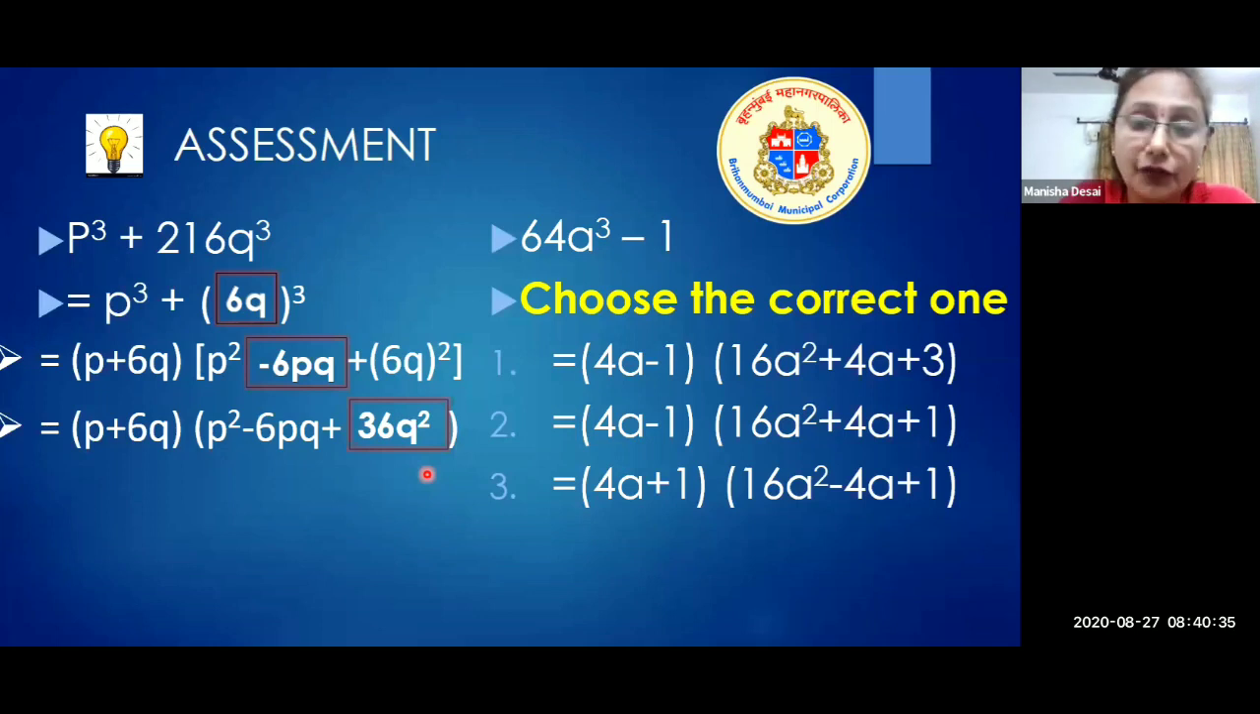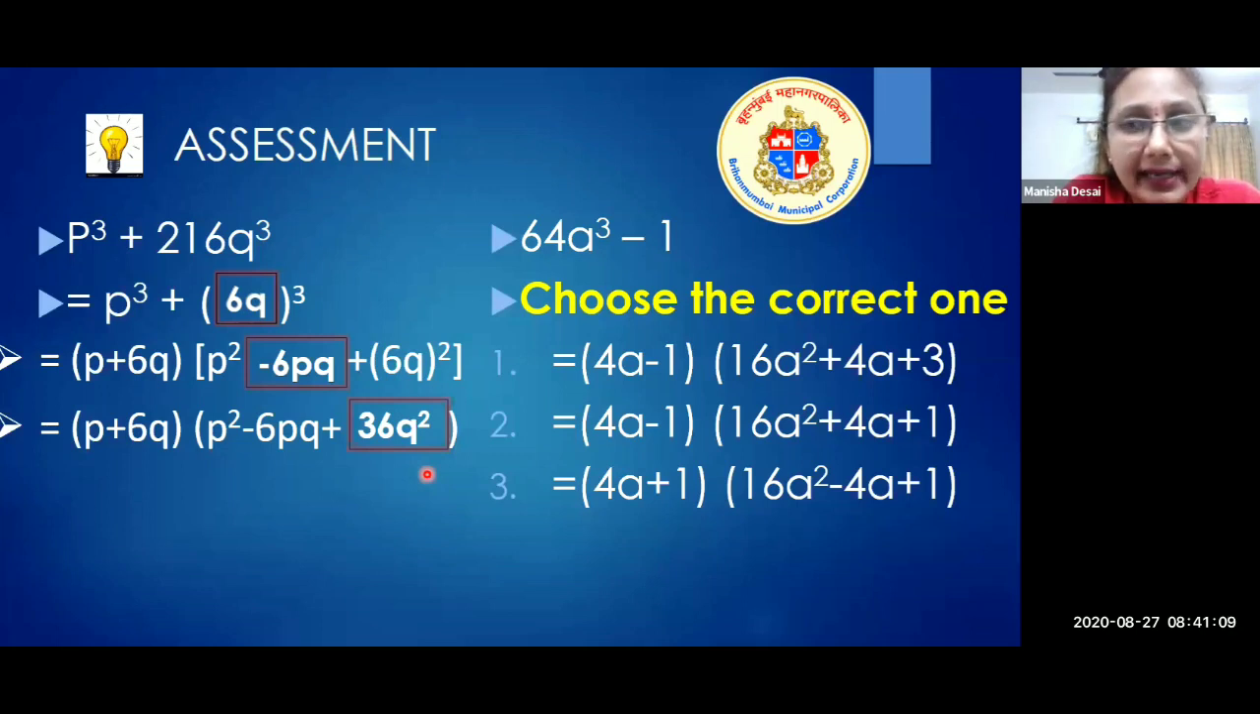And you are going to use the formula a cube minus b cube is equal to (a minus b) into bracket a square plus ab plus b square. Using this formula. The second one. Very good. So it is equal to bracket 4a minus 1, bracket 16a square plus 4a plus 1 bracket.